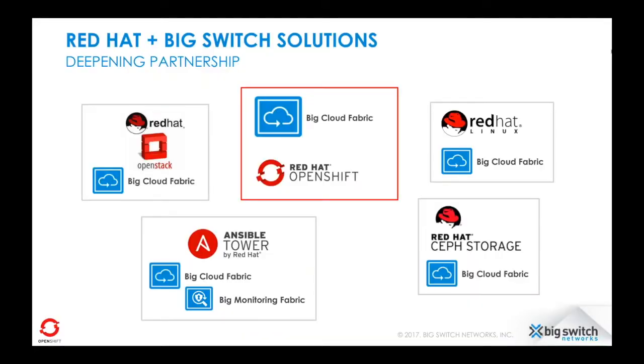So we covered today the OpenShift Big Cloud Fabric solution, but we also have a number of other solutions that are integrated with Red Hat that we haven't covered today, but obviously you can find information on those on our website. We also have some integration with our Big Monitoring Fabric solution as well. So in terms of the OpenShift solution, I just wanted to call out the fact that we are OpenShift primed. Azar, are you able to give us a little overview of that program?